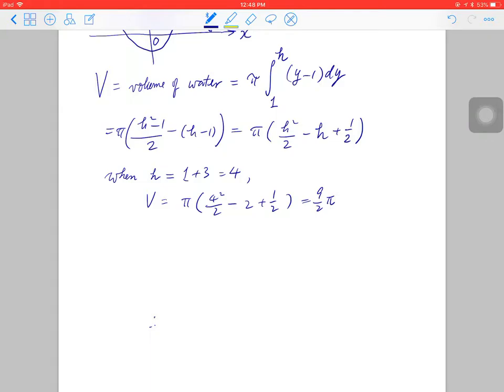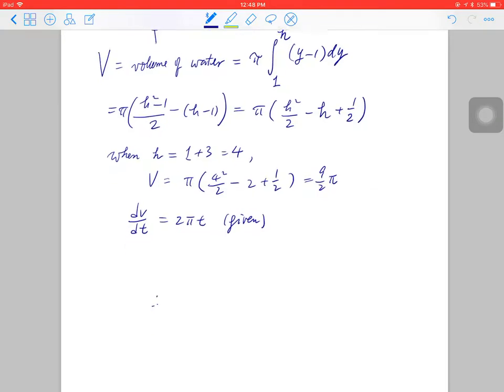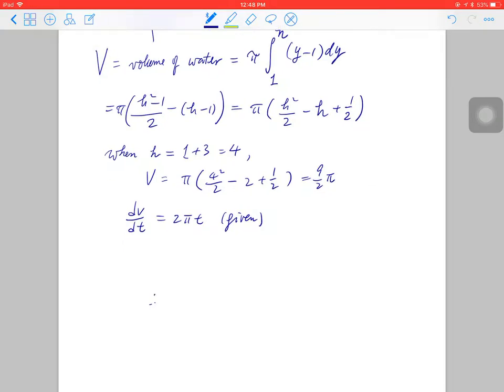Then talk about the time. You are given that the rate of change of the volume of water inside is equal to 2 pi t, given, right? So we have time now. What is the relation between the volume and the time? Just do integration and you see that.